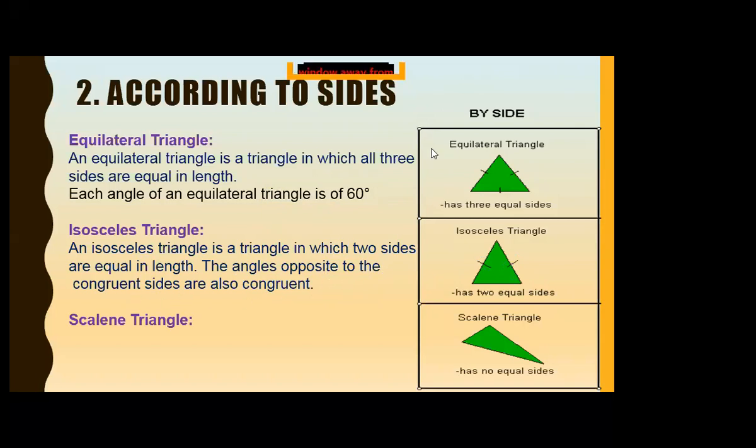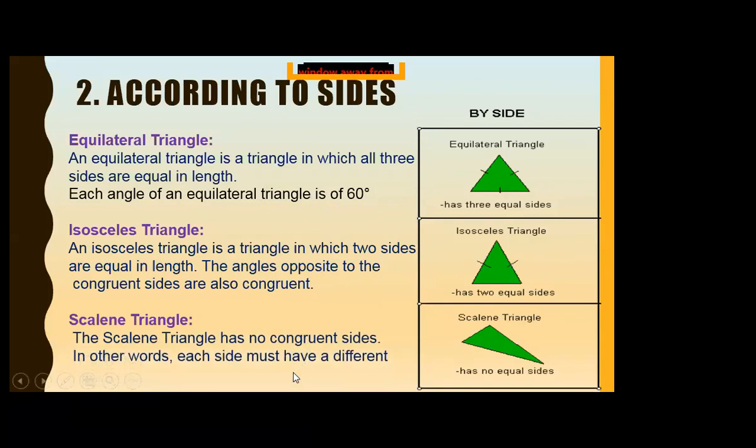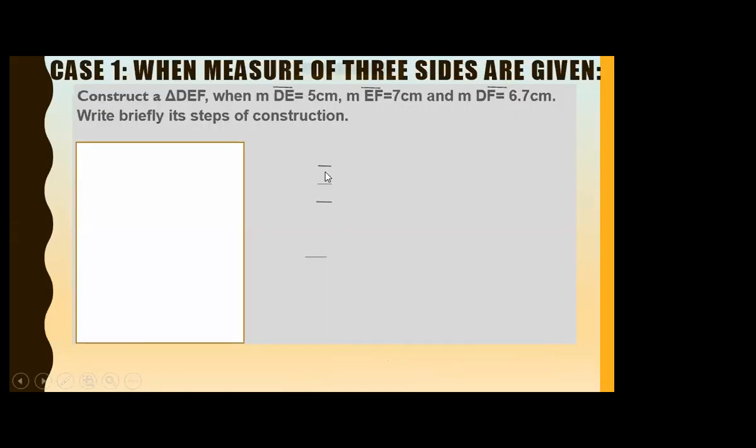Now scalene is very simple beta, it's opposite to equilateral, ठीक, having no equal side. ठीक है, scalene has no equal sides, all the sides and all the angles are of different measurement, right? Now let's start with the question quickly. First I am going to explain the question, then you have to solve it. Okay, this is case number 1 when the measurements of three sides are given. Construct a triangle DEF when the measurements DE, EF and DF are given.